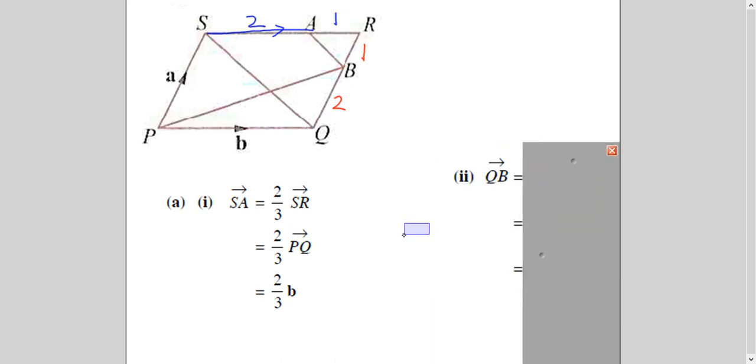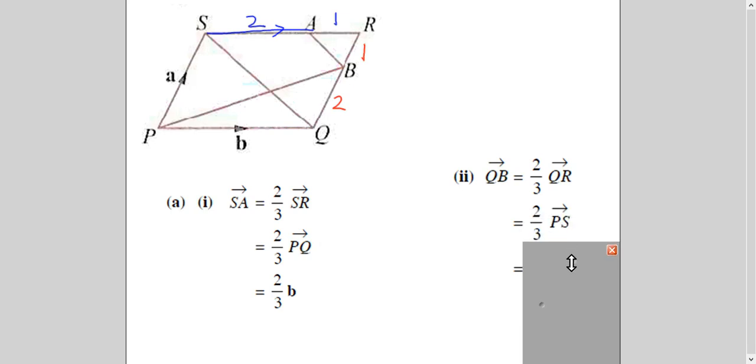Find out QB. Now if I say QB, same thing. QB is 2 parts out of 3 parts of the side QR. I'm repeating, QB is 2 parts out of 3 parts of QR. Now, why am I talking about the whole thing? Because that vector is known. So you look for the vector which is known so that it is easy to express. So I will say QB is equal to 2/3 of QR, and QR is equal to PS, so that is equal to A. So this is how you will express SA and QB in terms of A and B.